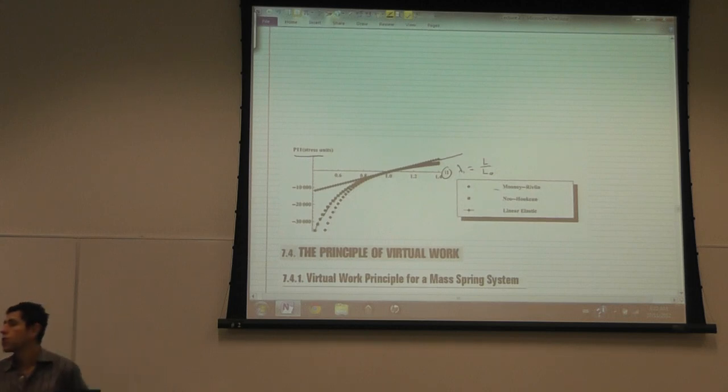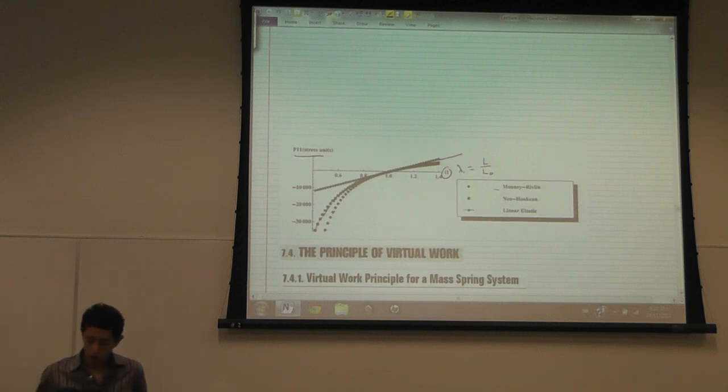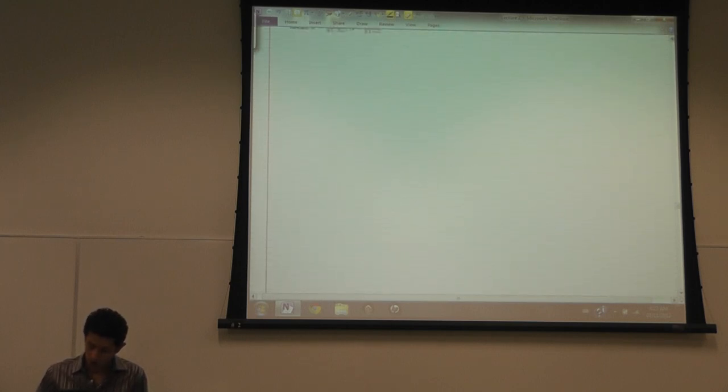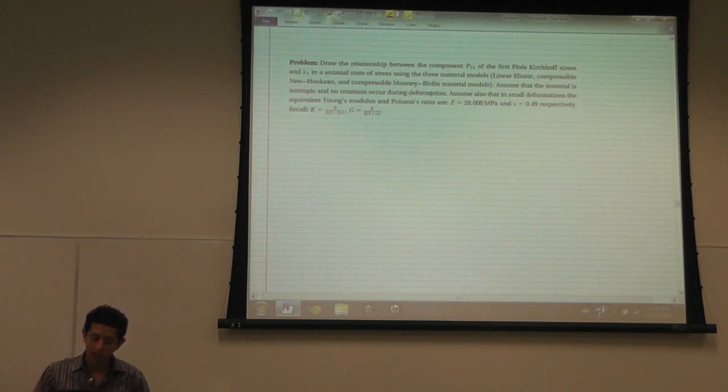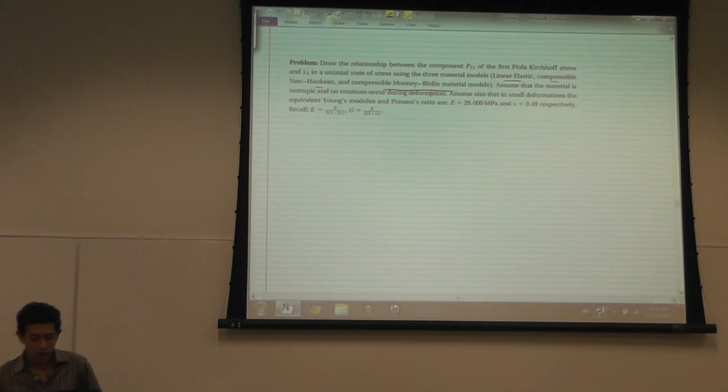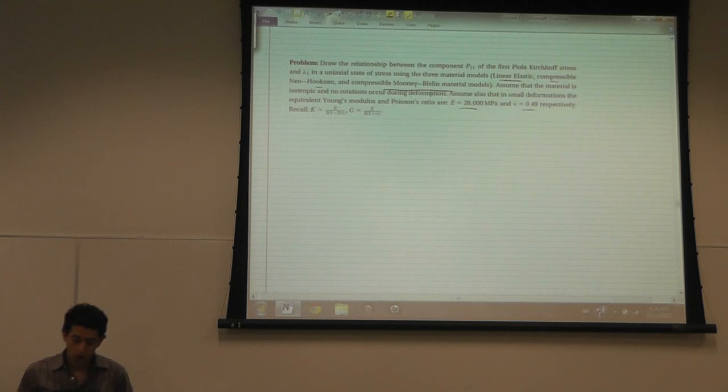Now, I just want to redraw or find these curves. How would I find these curves? So we need to draw the relationship between the component P11, the first Piola-Kirchhoff stress, and lambda 1 in a uniaxial state of stress, using the three material models: linear elastic, compressible neo-Hookean, and compressible Mooney-Rivlin. Now for the linear elastic, we already know Young's modulus and Poisson's ratio. Assume that the material is isotropic and no rotations occur during deformation.